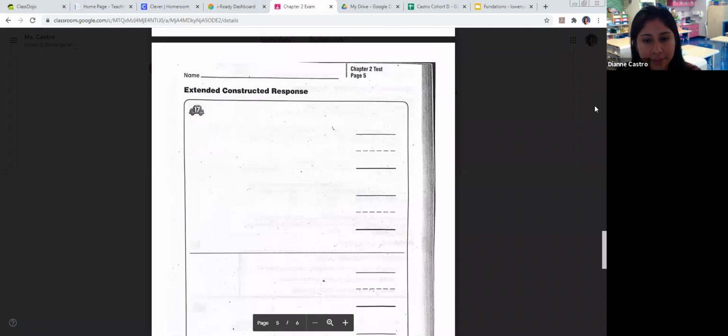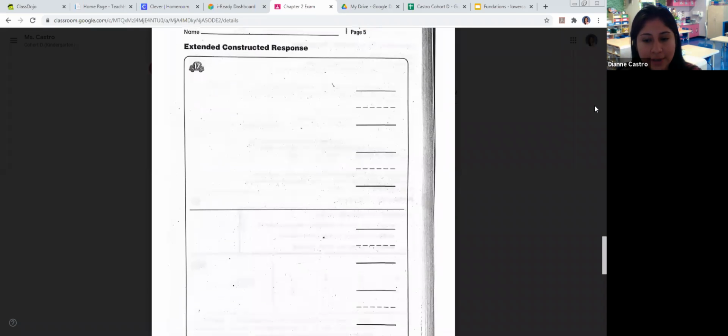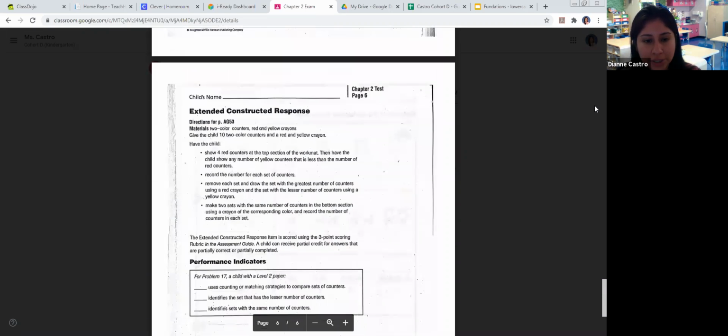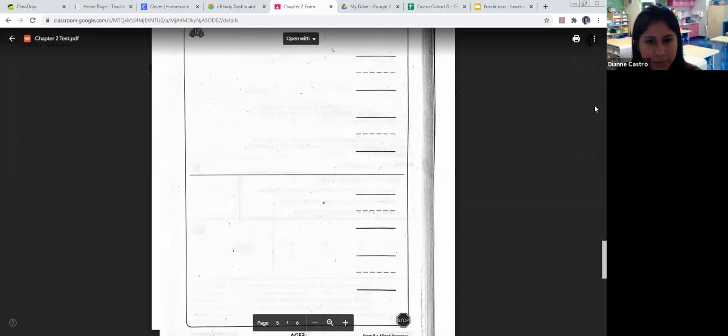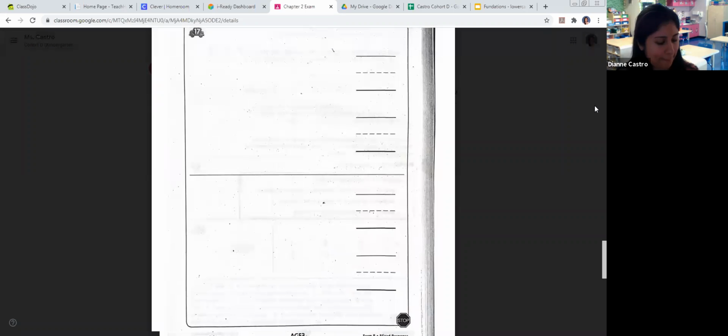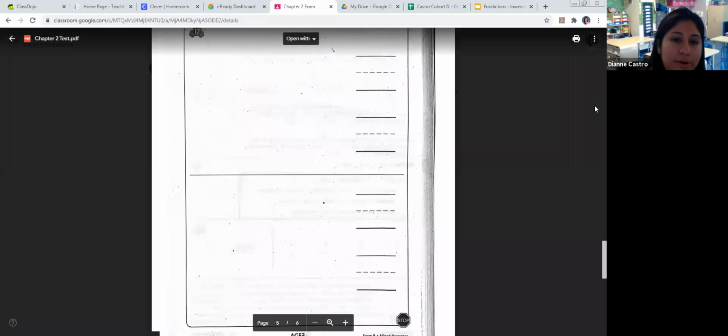Now, number 17. The instructions for number 17 are on the back page. I'm going to break it down for you. So let me show you that screen. I'm going to read from here. So here for number 17, they have 1, 2, 3, 4 lines. So they want you to work first in the top section.